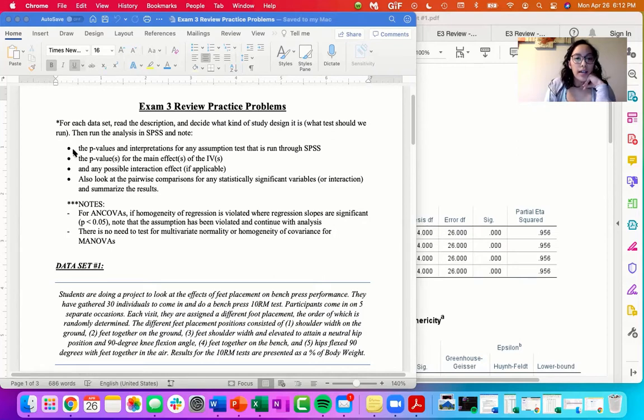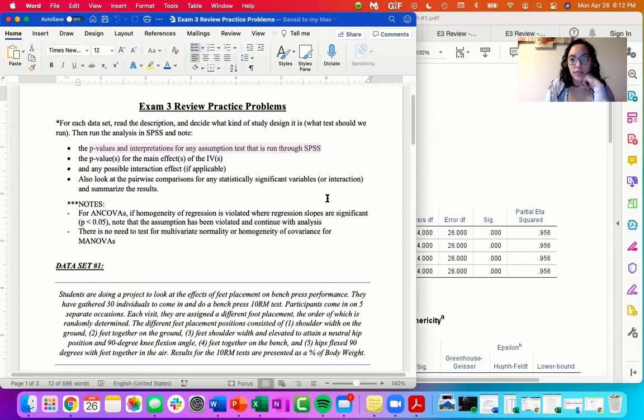Anyways, you want to know the assumptions and the interpretations. You would only provide p-values for the assumption tests that you run in SPSS. In terms of listing assumptions, that's normal distribution, random sampling, if you have a between-subject factor, homogeneity of variance, and if it's a within-subject factor, sphericity, right? But you would only put the p-values for the actual assumptions that are run through SPSS.